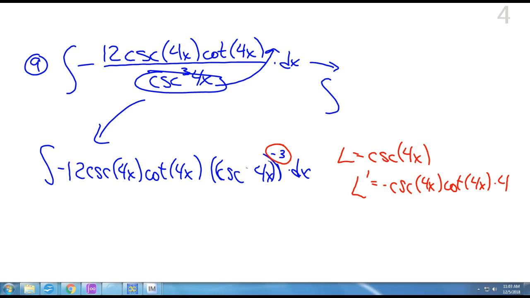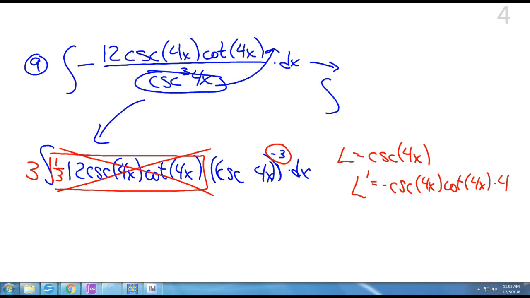And so I have negative 12, but I'm supposed to have negative 4. So I'm going to multiply by 1/3 on the outside, which will make all of that go away. That's the nice thing about this. You get this giant problem, and you get to just cross out most of it.